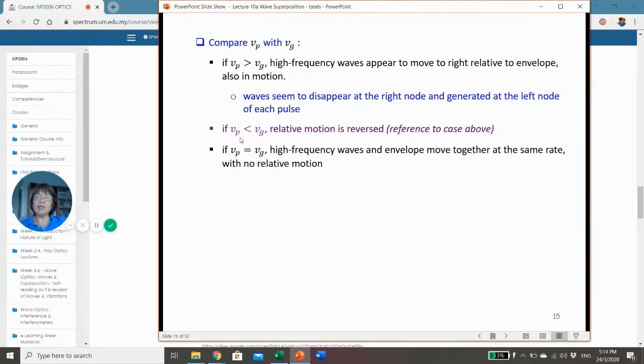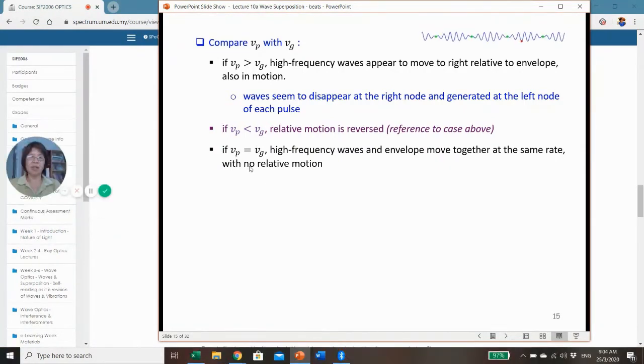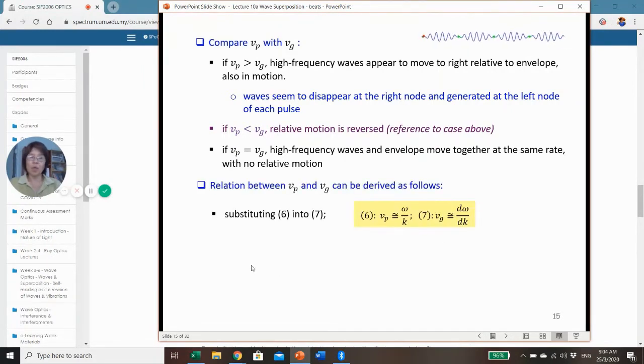But if the phase velocity is less than the group velocity, then the relative motion would be reversed. If the phase velocity is equal to the group velocity, they both will move at the same rate. There will be no relative motion between them. We would like to now get a relationship between Vp and Vg.